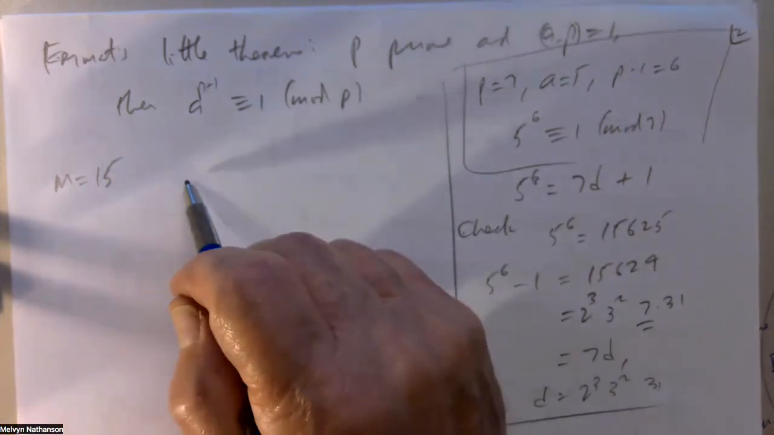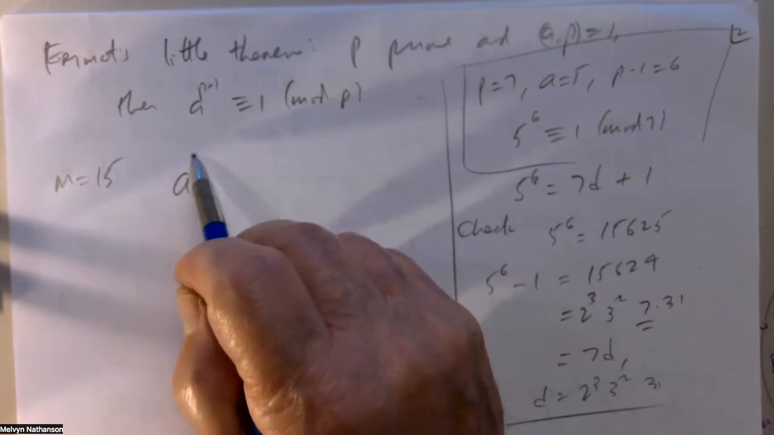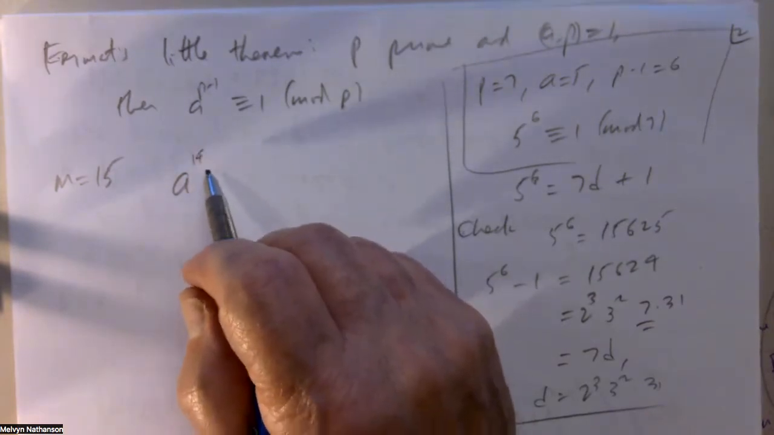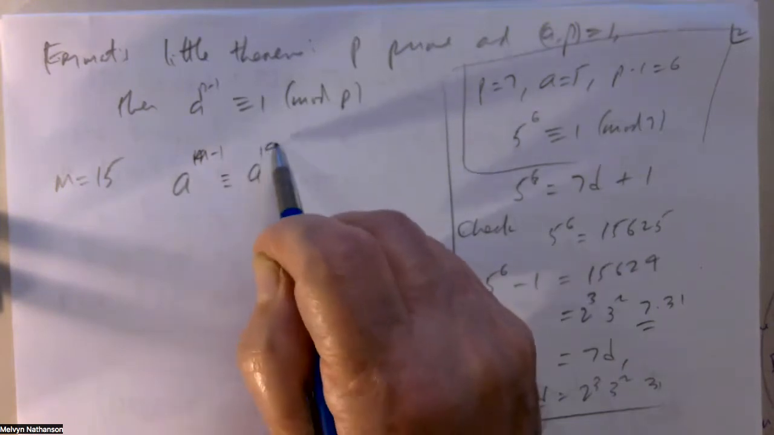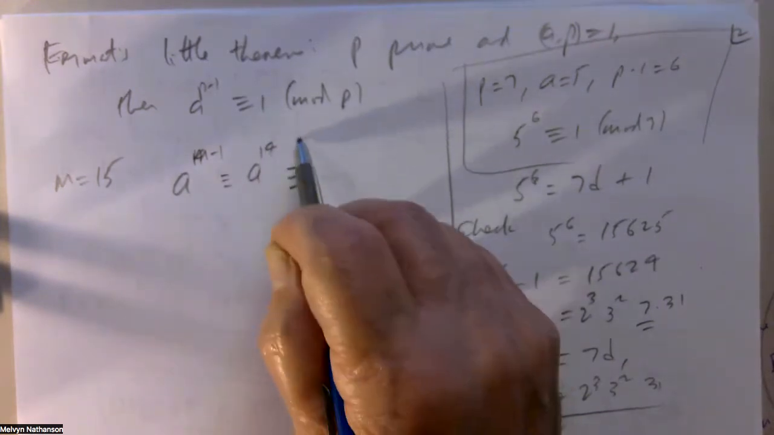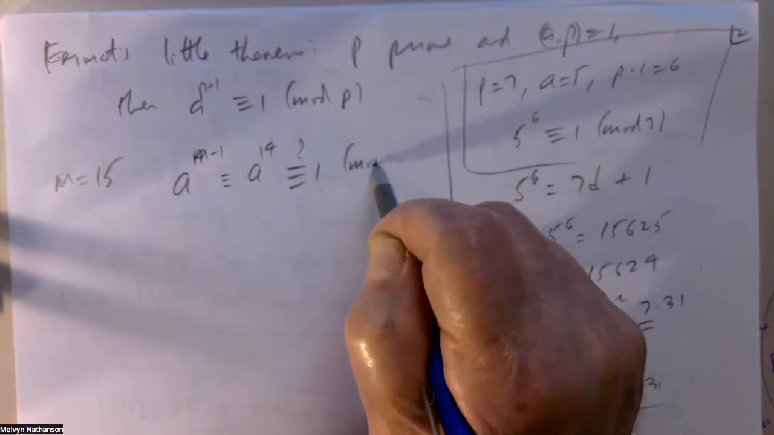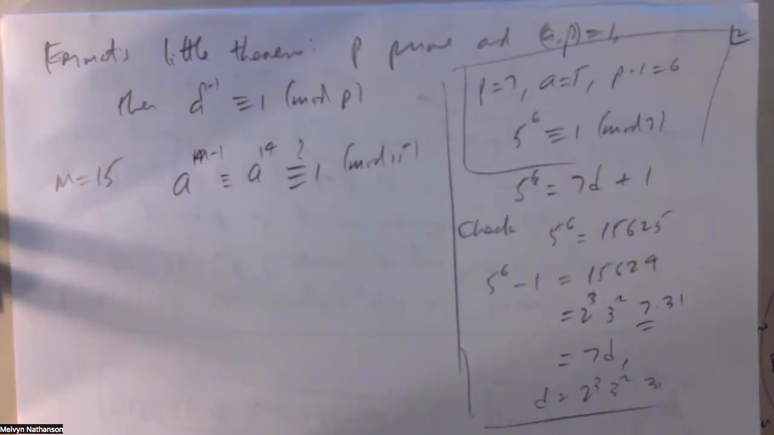Can we say that a to the 14th, that's a to the m minus 1, is congruent to 1 mod 15? Is that ever true? Yeah. Let's do an experiment.